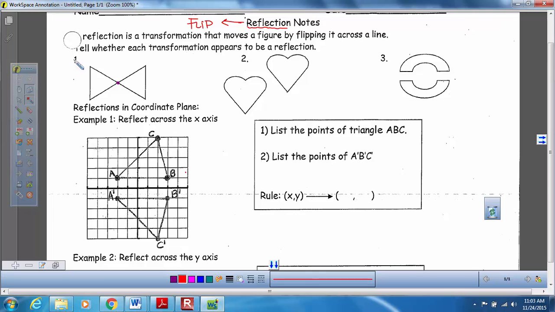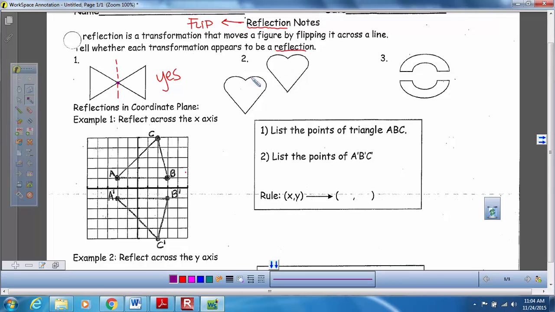So if we are looking at number 1, and we're looking at this image, and we want to see if it is a reflection, if we were to draw a line, maybe that symbolized a mirror, we would want to know if we took this and we flipped it, would it be the same image flipped? Here, as you can see, this triangle, when we flip it over this line, would be the same. So we would say, yes, this is a reflection.